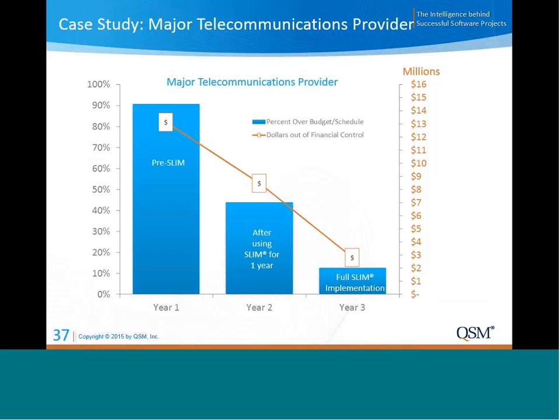Here's another slide that is an example of the advantages of using the SLIM tool to improve the estimation process, whether you're doing it for vendor management or just for internal development. You can see here after just a few years of using SLIM, the percent of projects over budget and schedule and the number of dollars out of financial control went way down. Very positive results. And this particular client case study was written up in Larry Putnam Sr.'s book entitled 5 Core Metrics.